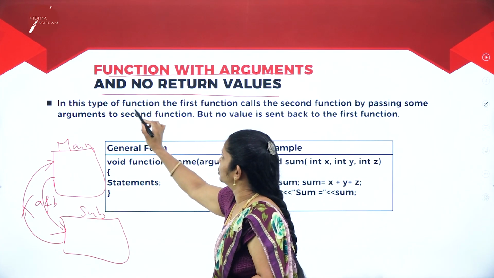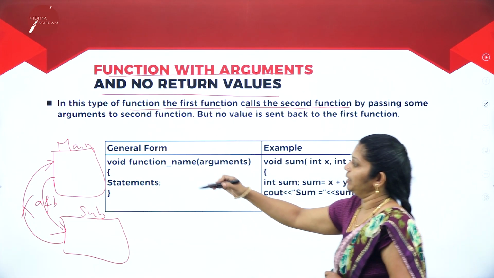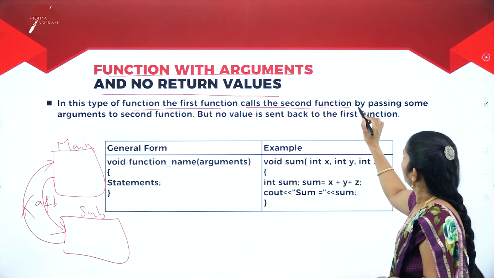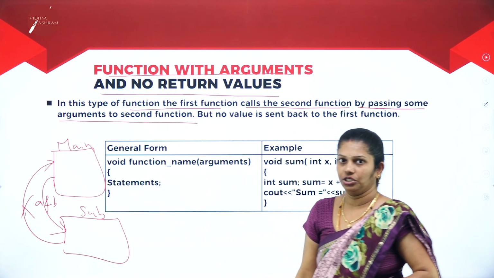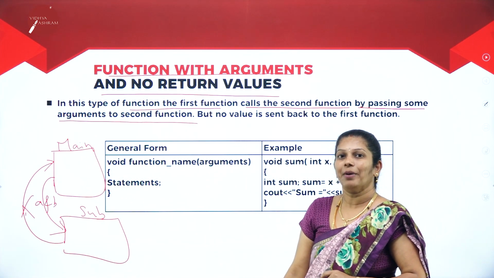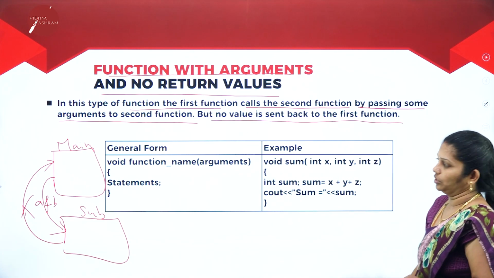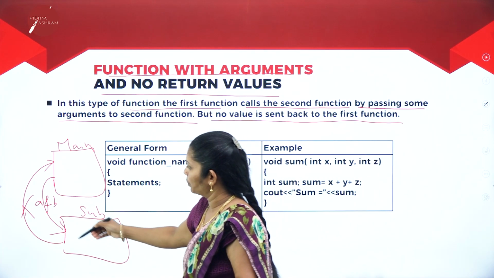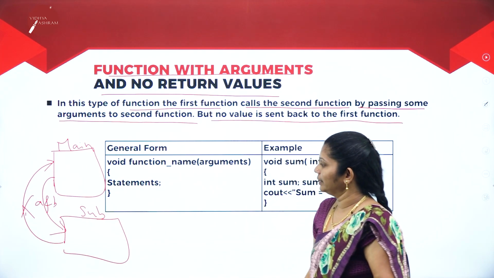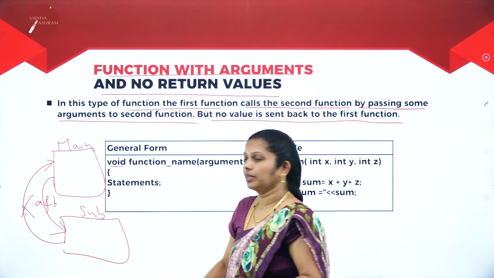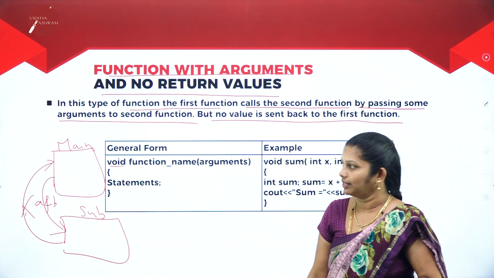In this type of function, the first function calls the second function. For example, the main program calls the second function by passing some arguments to it. Arguments are nothing but parameters, values. But no values are sent back to the first function. After calculation in the subprogram, no values are transferred back. If you observe the syntax here, we have written void. It means that after calculation in the subprogram, no values are transferred.